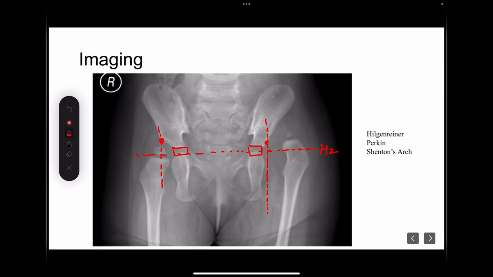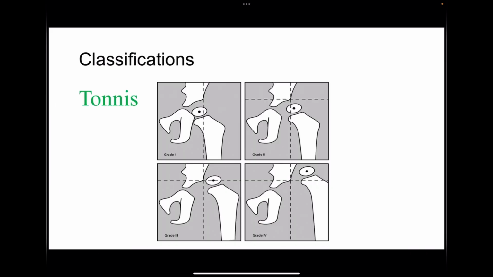So normally our head lies inferomedial to this. But whenever dislocation is present, it will go out and up like this. So this is how we draw Hilgenreiner and Perkin lines. And what is Shenton's arch? When we draw a line in continuity with the inferior margin of the superior pubic ramus and continue it along the inferior aspect of the neck of the femur, a smooth arch is drawn; that is Shenton's arch. And whenever a child has DDH, that is dislocation, secondary to the dislocation this Shenton's arch will be broken. Over this area, this is broken because of the dislocation. So all these three findings we should have in mind.